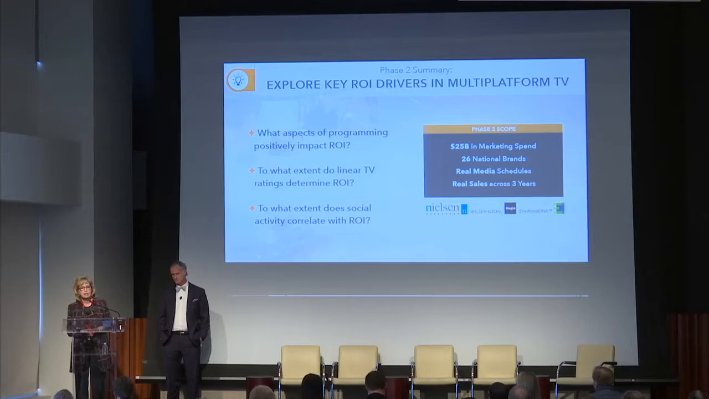So we looked at a host of different variables. We looked, of course, at things like Nielsen ratings. We also looked with Nielsen Social at social metrics. And we used a lot of good information from Magid to look at content engagement and intentionality and attention. And again, that goal was really to identify the things about the content that contribute most to what our advertisers are trying to drive, which is sales.